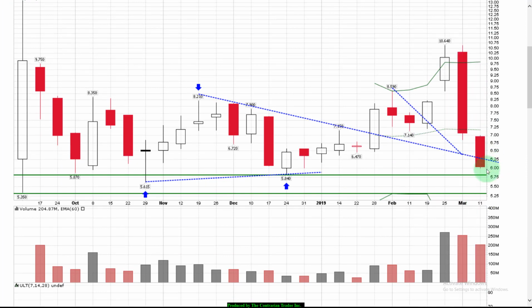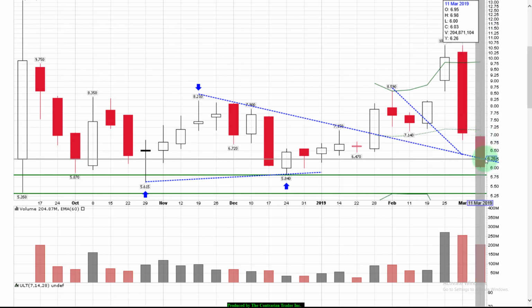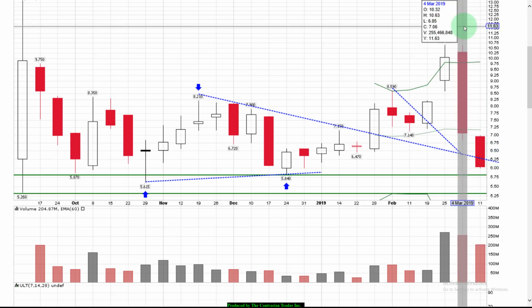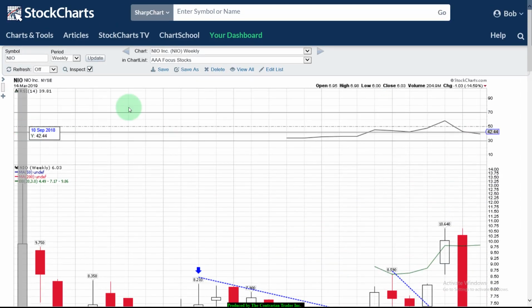Now, if we close out the week below this lower band of support, that's a problem. However, if we rally back today and close at or above, let's call it the 6.25 level, that's a bullish event. That means that we've pulled back and retested support, it held, and we may consolidate and then resume the move higher. Now, I don't know anything about this company.